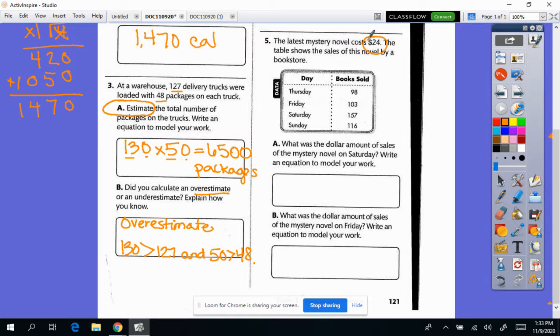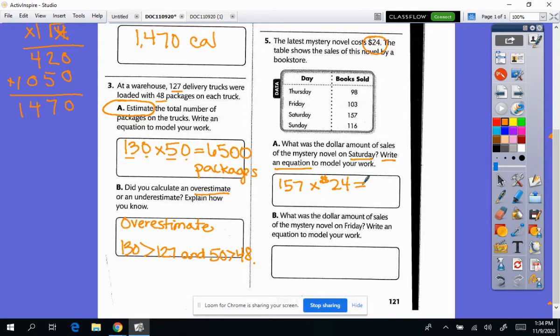All right, so A says, what was the dollar amount of sales of the mystery novel on Saturday? Write an equation to model your work. So just a reminder, whenever we write an equation, that's from left to right or across, okay? So I'm going to look at the total sales for Saturday. I go into my table and I see on Saturday there were 157 books sold. Each book costs $24. And so that right there is going to be my equation.